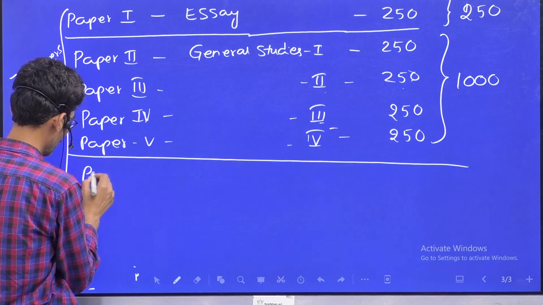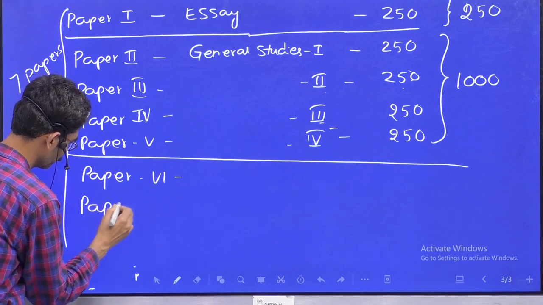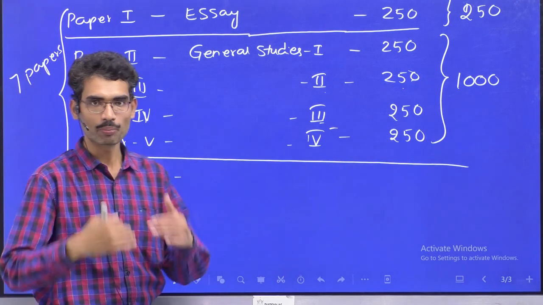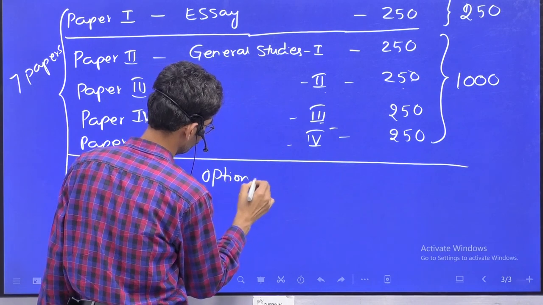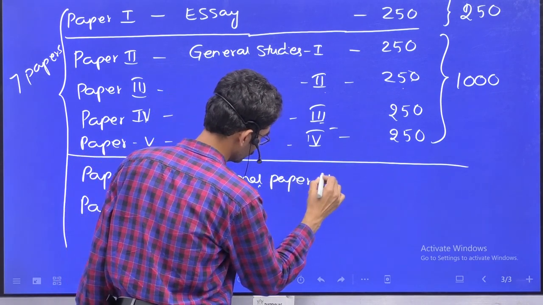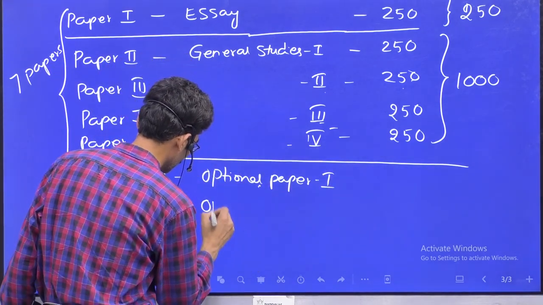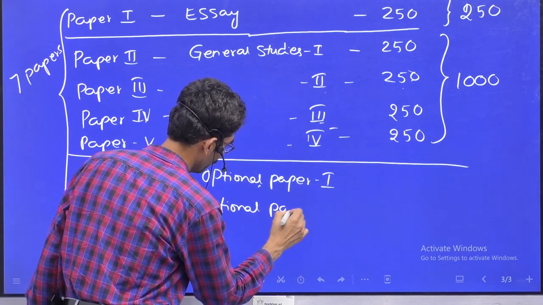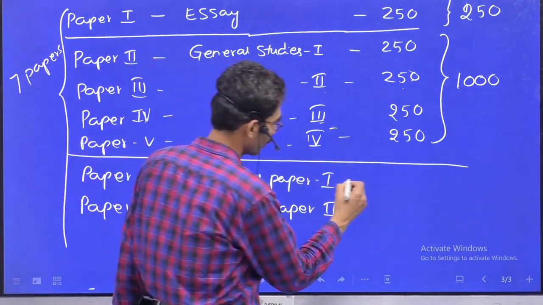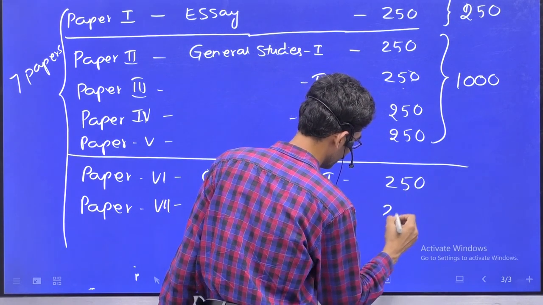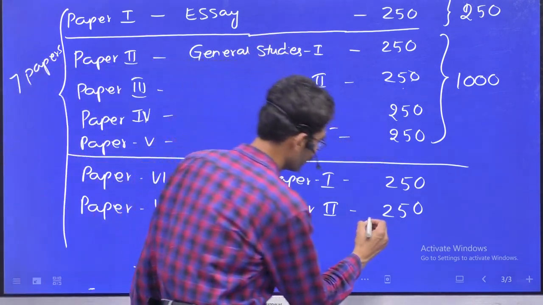Next, paper five, paper six, and paper seven. Papers six and seven are the optional papers. In our case, history paper one, and second, optional paper two. So history paper one and history paper two, 250 marks each. All of these are counted for the merit.